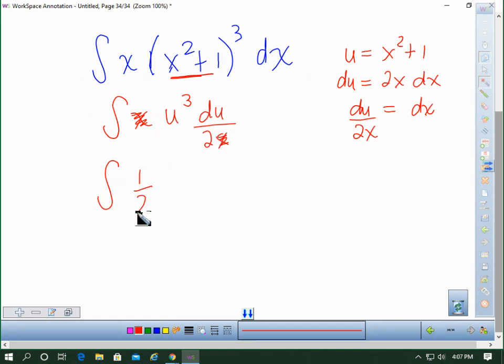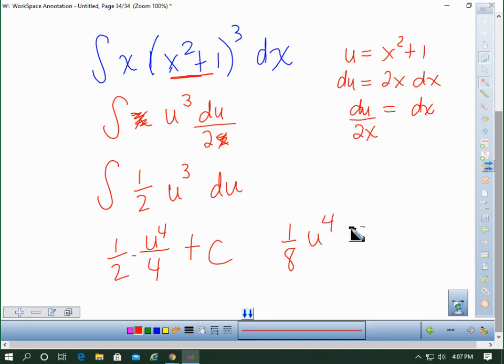You do your coefficient first, then your function, then your bookend du, and now you do your antiderivative. So we keep our coefficient. The antiderivative of u to the third is add a degree, so u to the fourth, and then divide by 4 plus c. So that means my final answer is 1/8 u to the fourth plus c, and then I put u back in. All right, so my u was x squared plus 1 to the fourth power plus c.